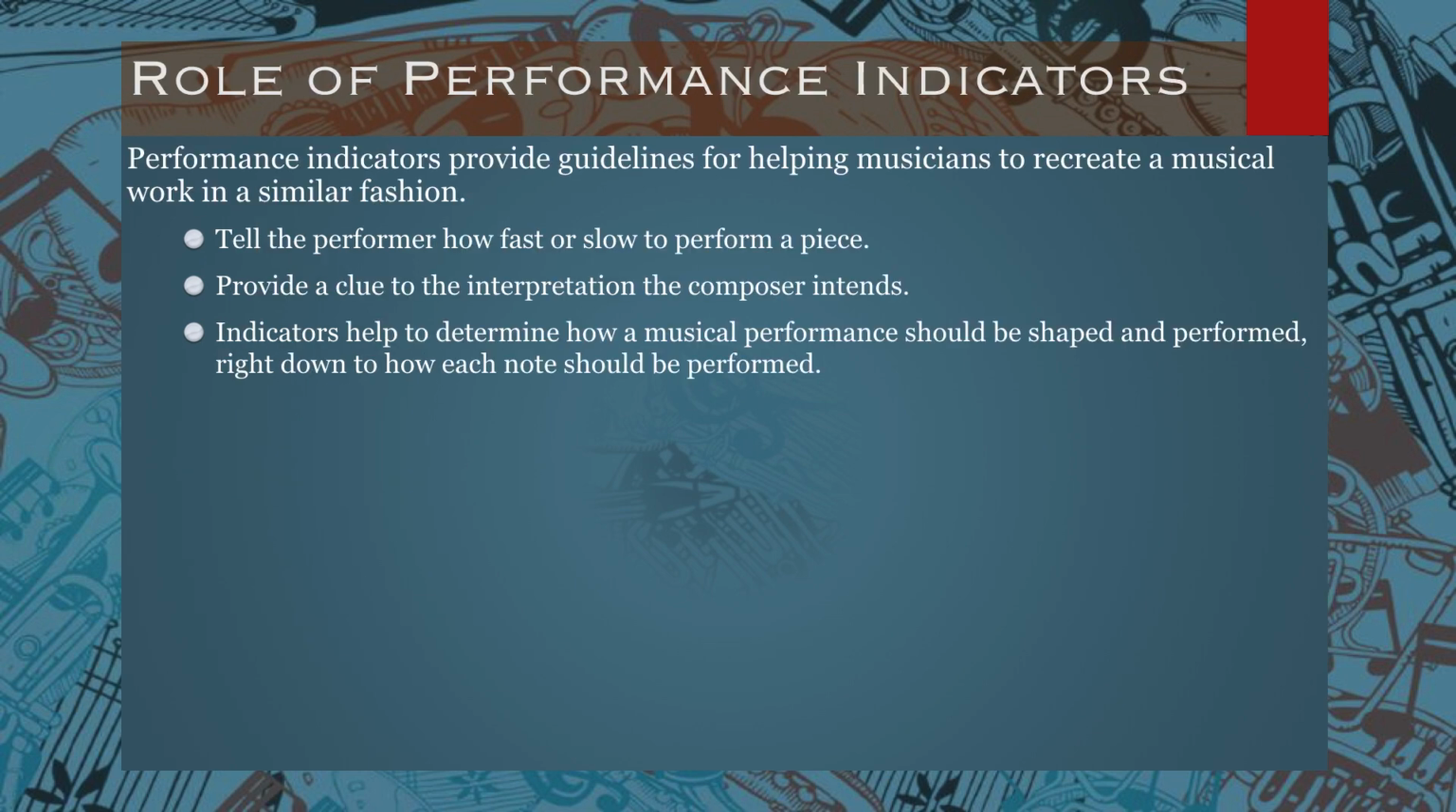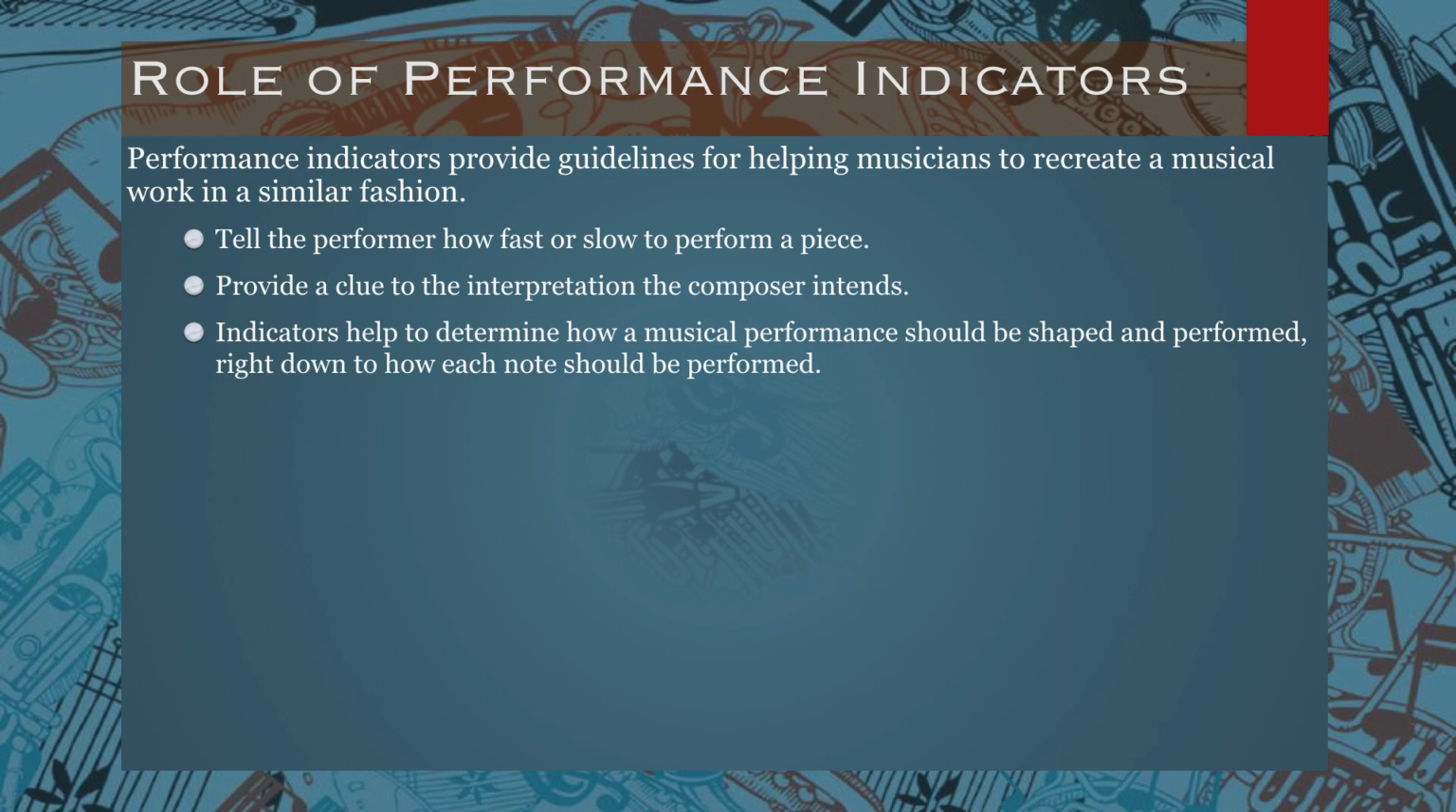So performance indicators provide guidelines for helping musicians to recreate a musical work in a similar fashion. What that means is if you have two musicians on opposite sides of the country or the world even, you can give them the same piece and they'll have a general understanding of what the composer intended in terms of how fast to play it, how loud to play it, when to slow certain sections down, when to accent certain notes, when to play some notes shorter.